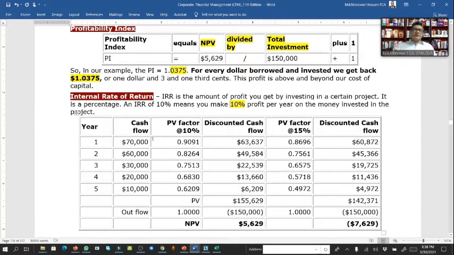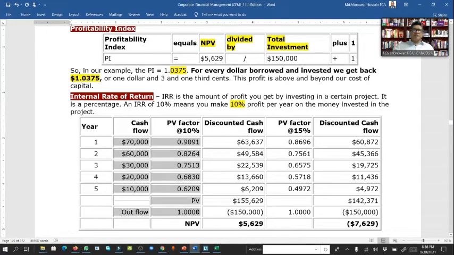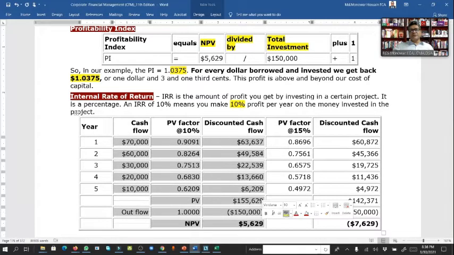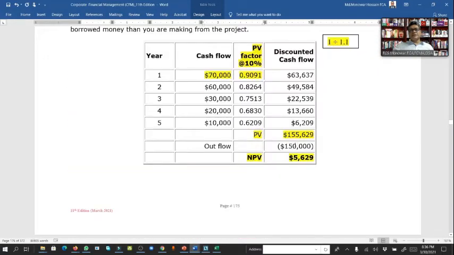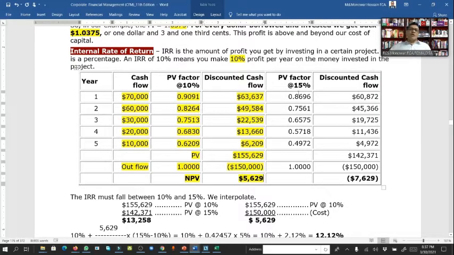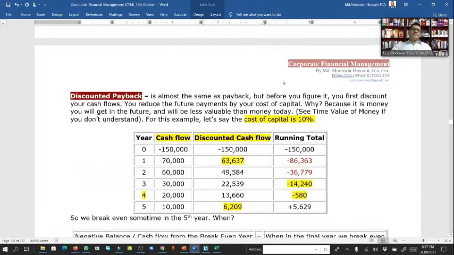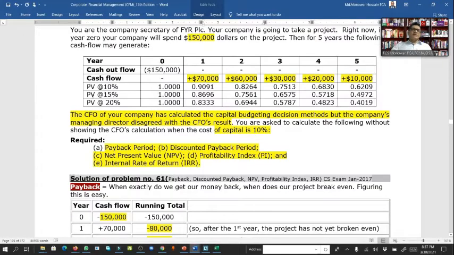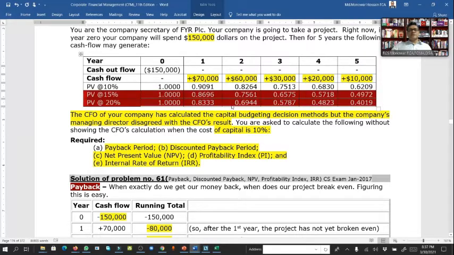If we see the 10% PV factor, we already calculated the NPV, and 5,629 is the net present value. Now it is positive, so we have to take a higher PV factor. Here we are thinking 15%, which is also given in our question. Also you can take 20%, no problem. So we are taking 15% here.